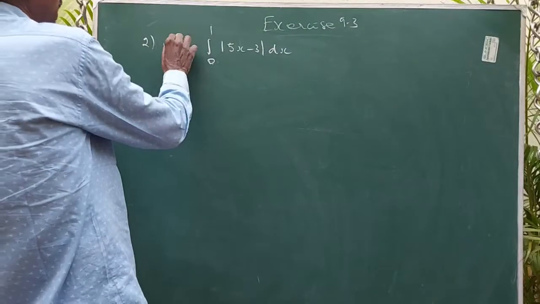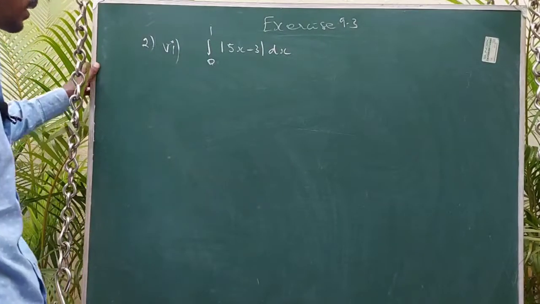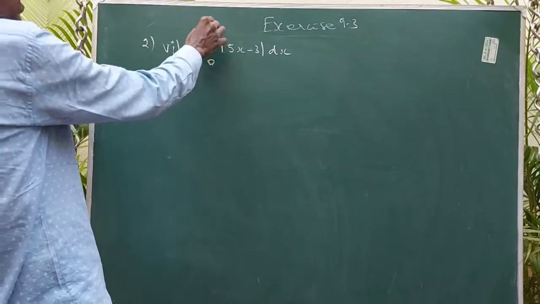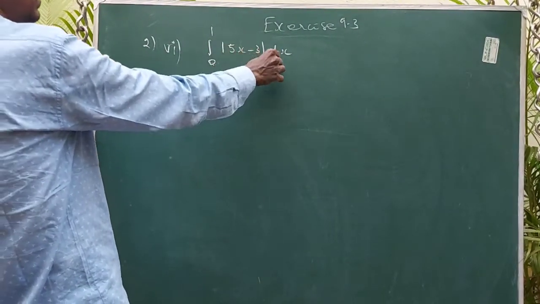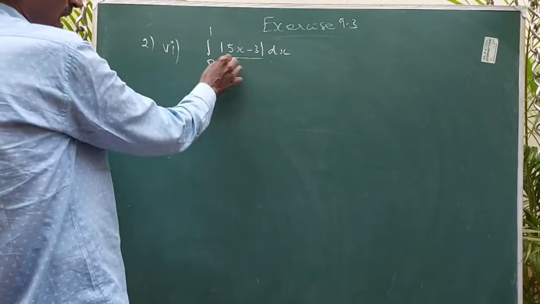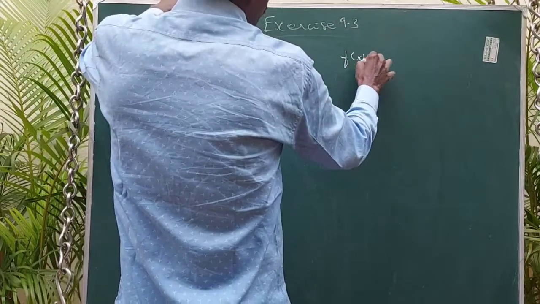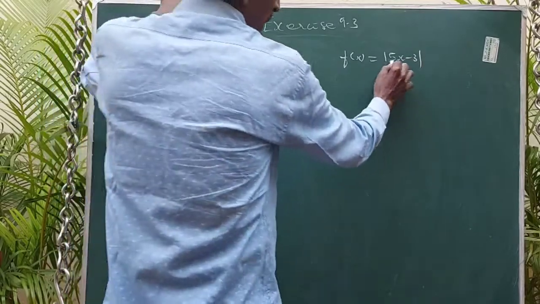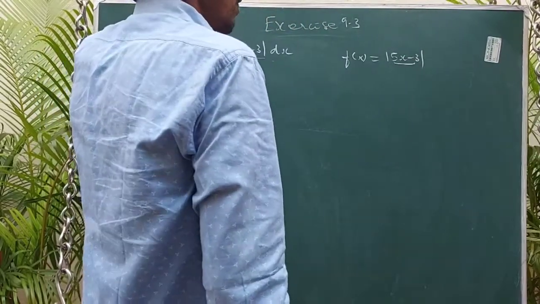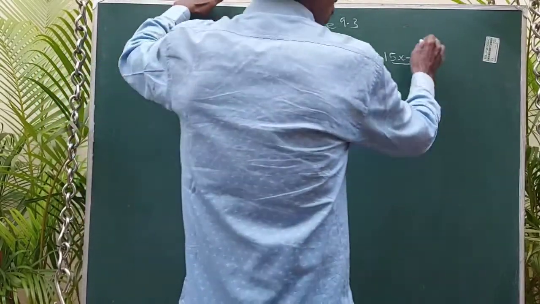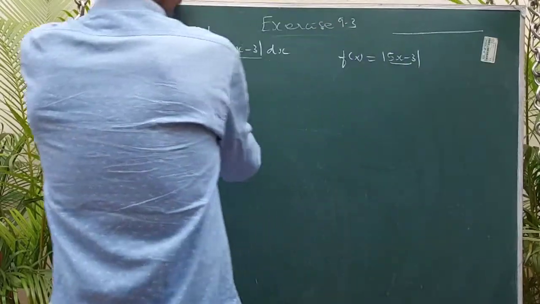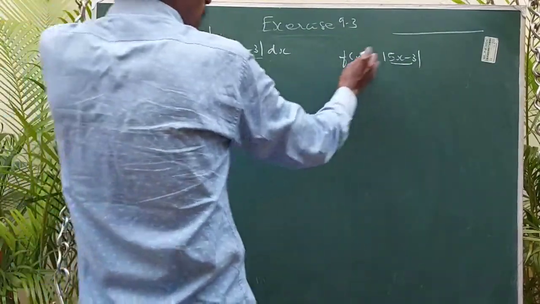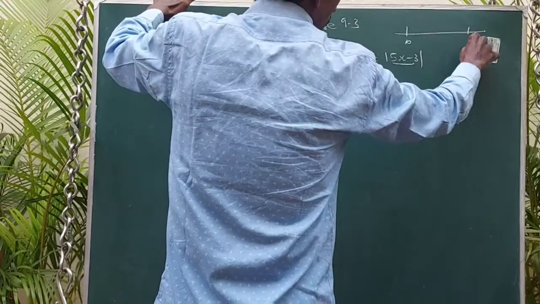Subdivision 6, question number 2, exercise 9.3: evaluate the integral from 0 to 1 of modulus of 5x minus 3 dx. Take f of x equal to modulus of 5x minus 3. If we equate this to 0, we get x equal to 3 by 5. So think of the real line. Again, we are going to evaluate only between 0 and 1, maybe 0 here and 1 here.